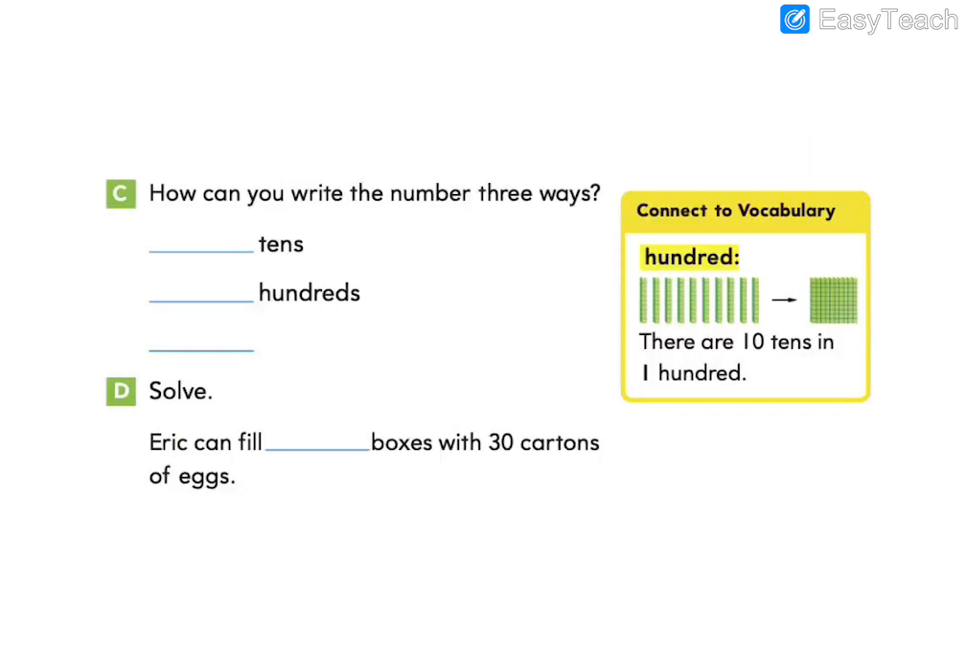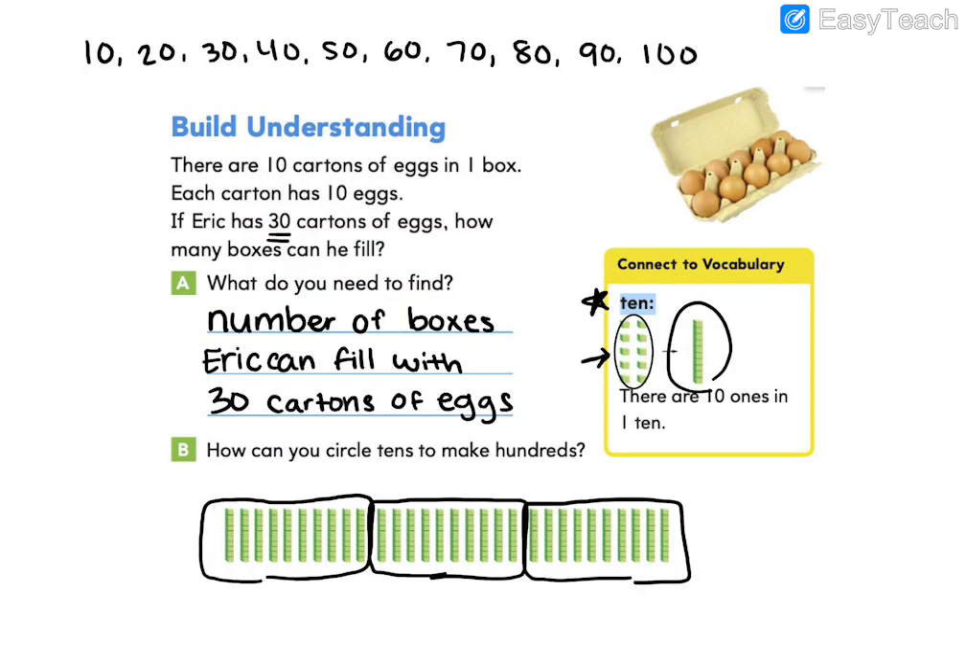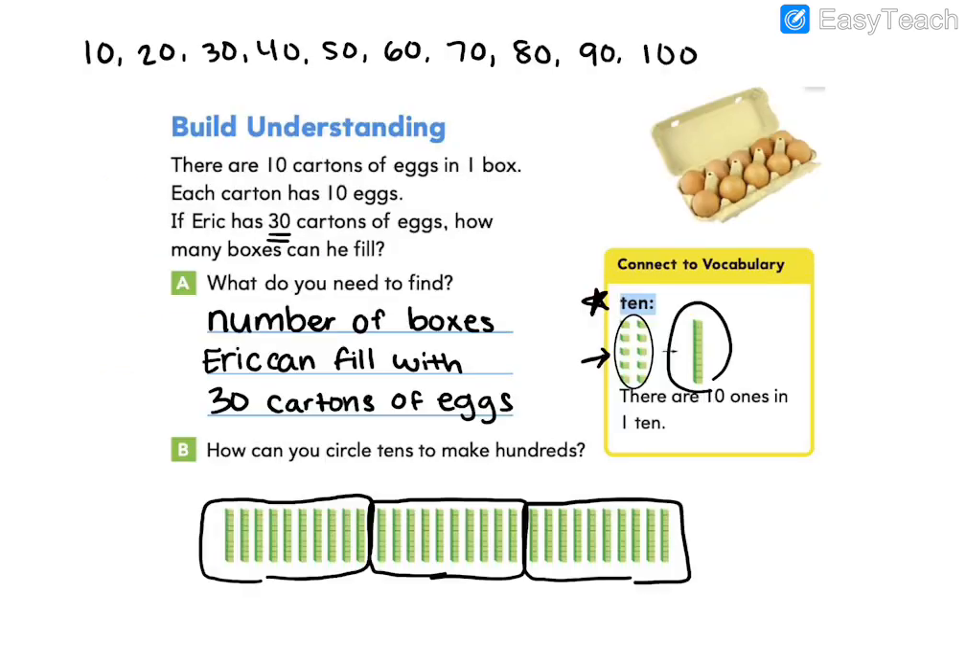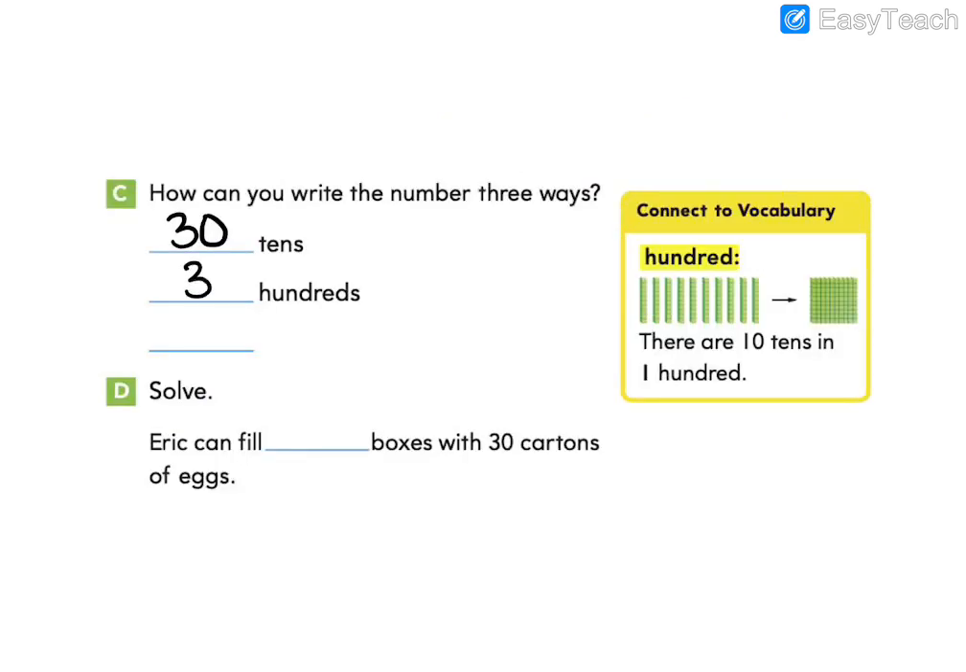Now let's look at letter C. It asks us, how can we write the number in 3 ways? First, it asks us to write how many tens were there. So remember, each one of these is 10. 10, 20, 30. So there were 30 tens. Now it asks us how many hundreds were there. We had one group of 100, 2 groups of 100, 3 groups of 100. So there were 3 hundreds.